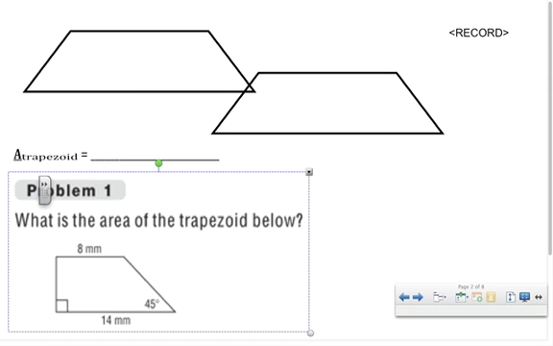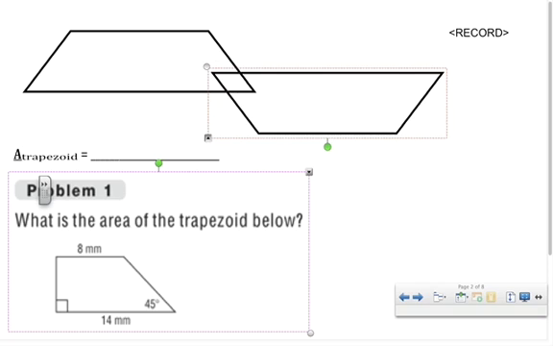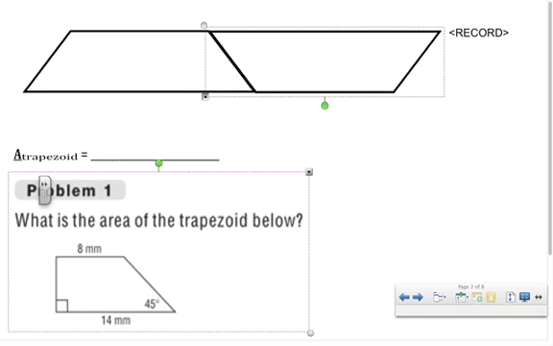And if I have a couple of trapezoids and I orient them such, what are we looking at now? We're looking at a parallelogram. We know how to find the area of a parallelogram. It's base times height. In a trapezoid, however, we have two bases and their lengths are not the same. So we call this base 1 and we call this base 2.